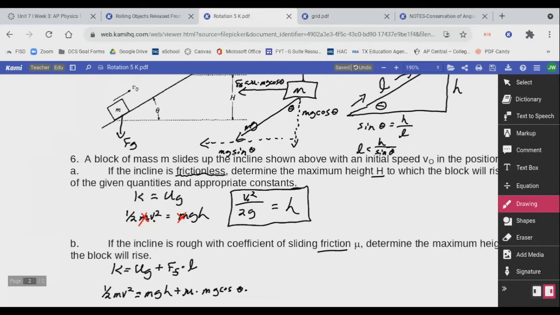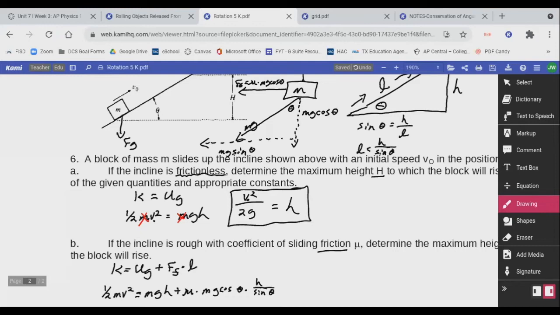Cosine theta. All right, now tell me what my L is. What am I putting in for L? H over sine theta. Sine theta. Got it. All right. Is that right? Y'all check it. Make sure it's right. I've got kinetic energy is equal to gravitational potential plus friction times the length that friction is going to be applied for.